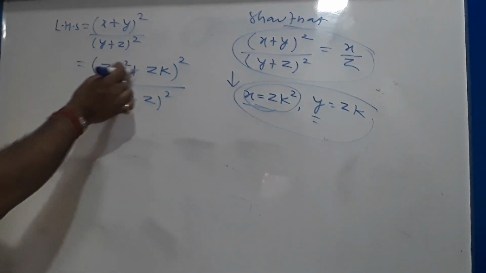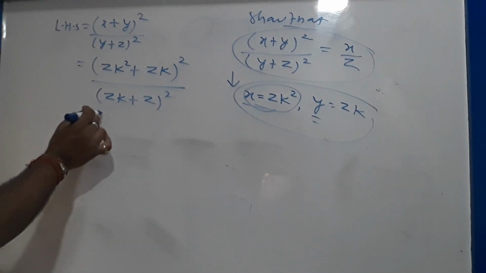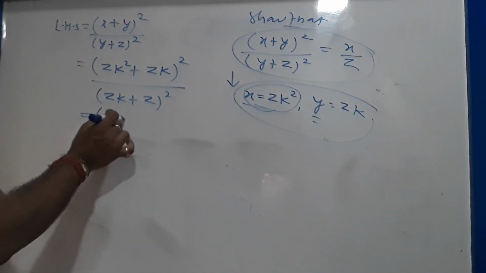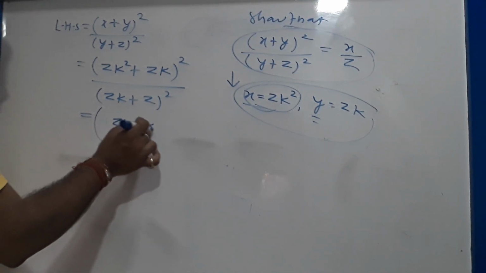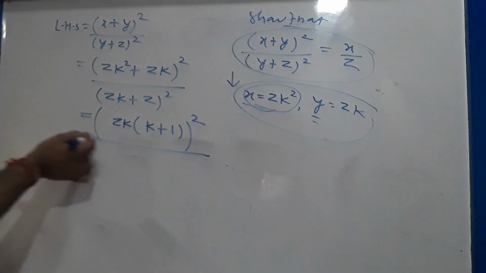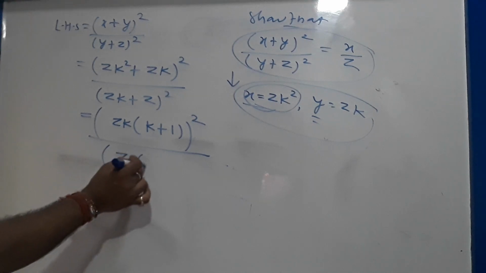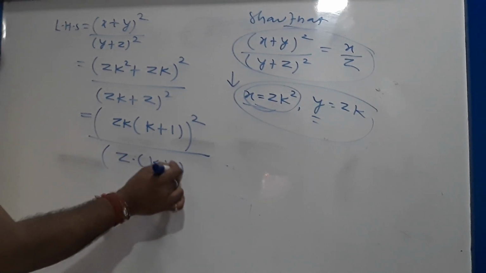Now what is common in the bracket? zk is common. So zk common, then what is left? (k plus 1) whole square upon, what is common in them? z common, then (k plus 1) whole square. Correct?